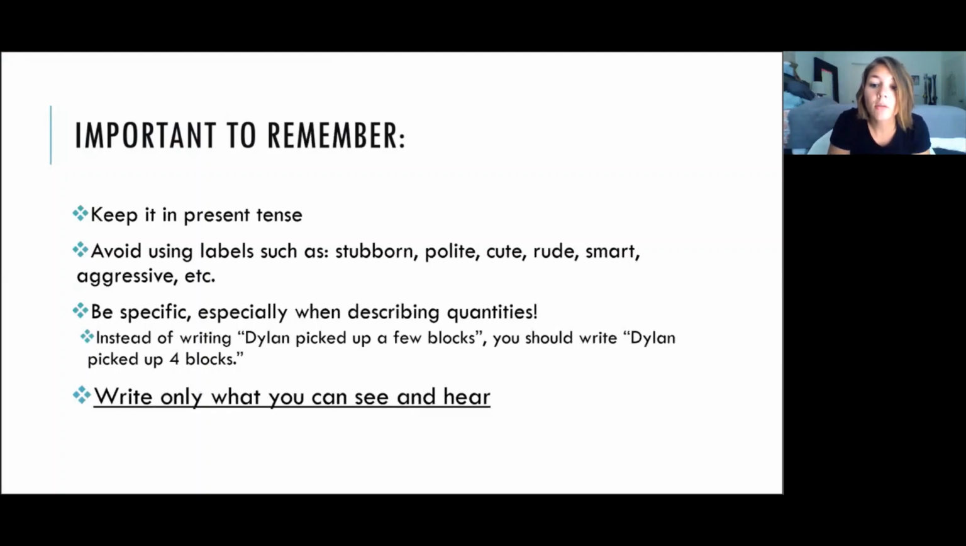Lastly, only write what you can see and what you can hear. It would be great if we were all telepathic and could see what the children are thinking, but we are not. And therefore, we can only observe what is directly in front of us. So only write what you can see and what you can hear.